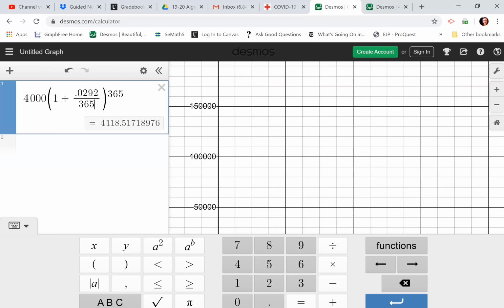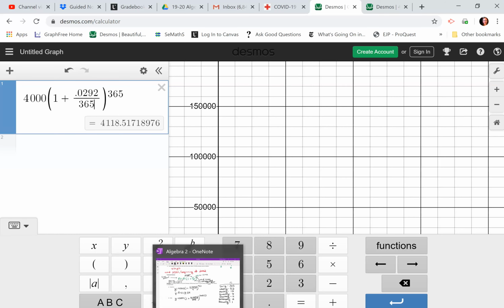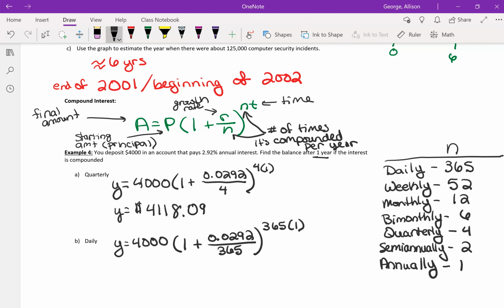And our answer is pretty similar. It's still $418. It's just $418.52 now. So that doesn't seem like that big a difference. And it's not. It's 40 some cents. But if you're dealing with bigger amounts of money, that can have a bigger effect. So it's just something to be aware of. Okay, so those are two different examples of doing compound interest.